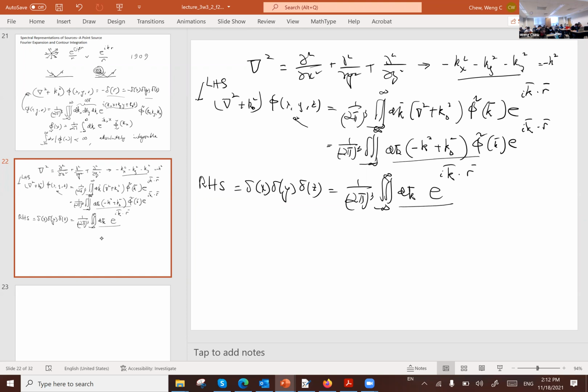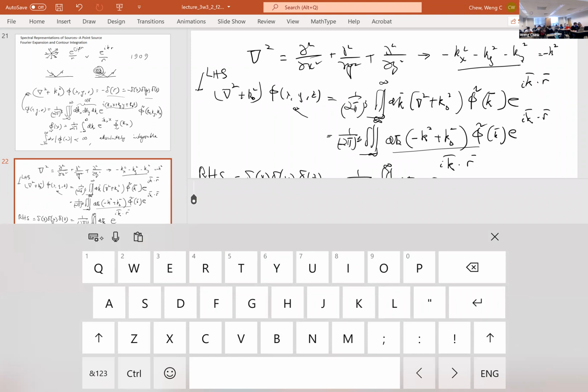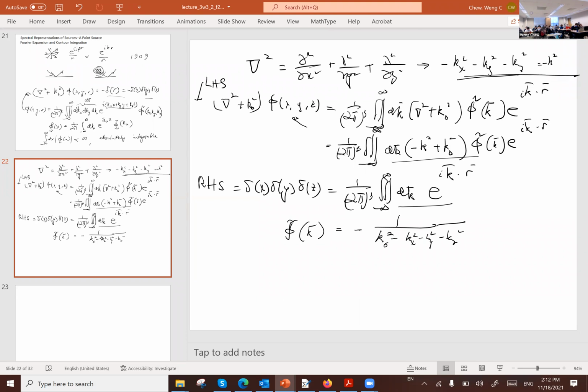and come up with an equation that V tilde k is equal to the other one. I have a minus sign somewhere. One over k naught squared minus k squared, which is essentially kx squared minus ky squared minus kz squared. This is just k squared. So I found a closed form solution for this problem in the Fourier space.